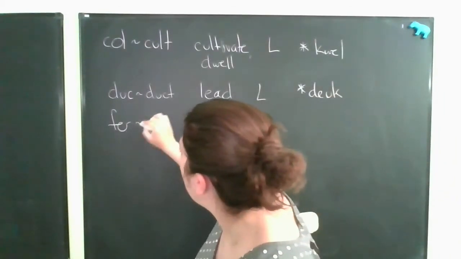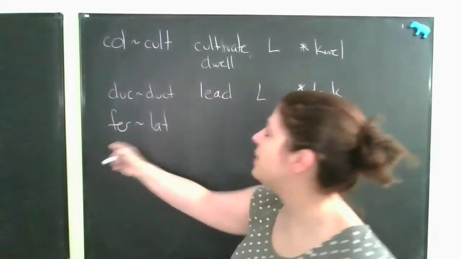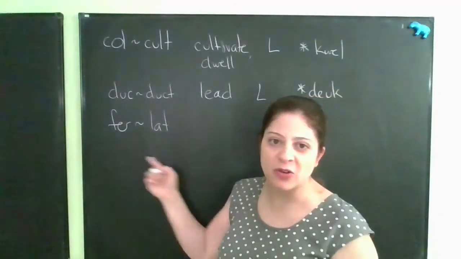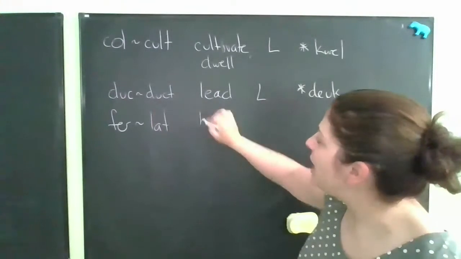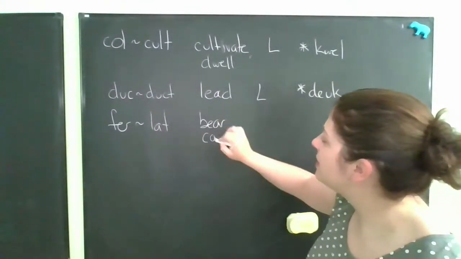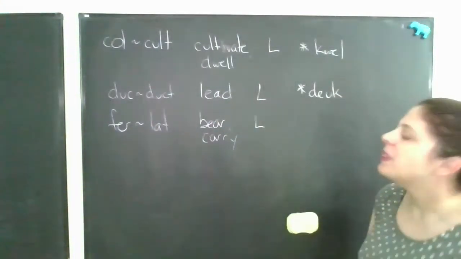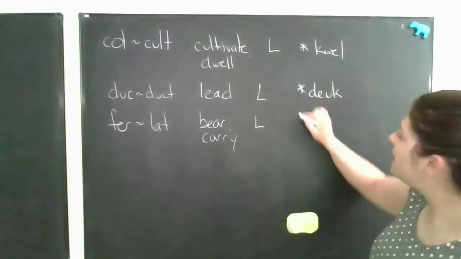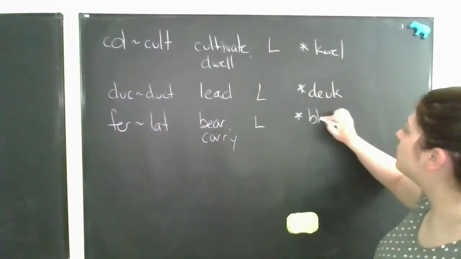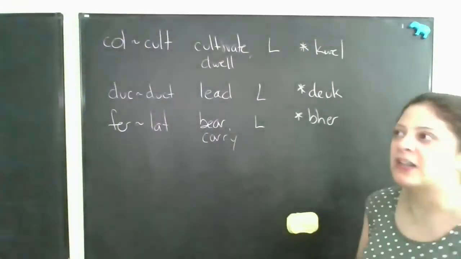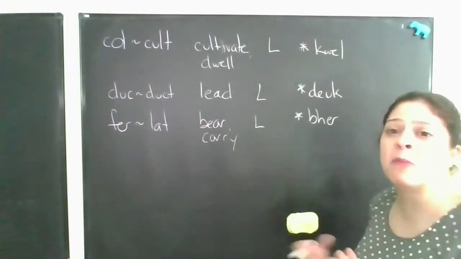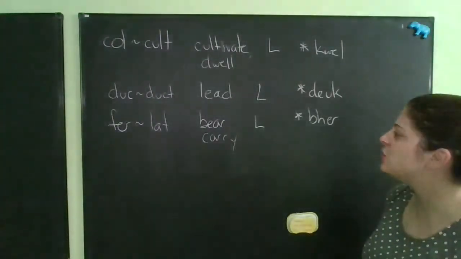Next up is fair and lot. Now, these do come from the same Latin verb, although they look very different. We'll talk about that more later when we get to Latin. And they both mean to bear or carry. And so this comes from a Proto-Indo-European root, bear, B-H-E-R. From it, we get the Greek word bear. Like, I can't bear this anymore. Also, words like burden, it's something you have to carry, right, that you bear.